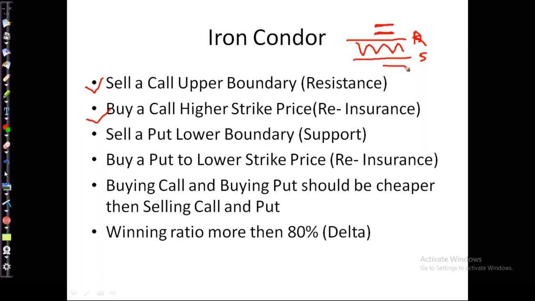Similarly, sell a put option somewhere here, at the lower boundary. This is the supporting line. After that, we buy a put below this strike price, a lower strike price. The bought call and bought put should be cheaper than the sold call and put, so definitely it will be cheaper. The winning ratio is more than 80%. At that time we are using delta. Delta shows us the winning percentage.